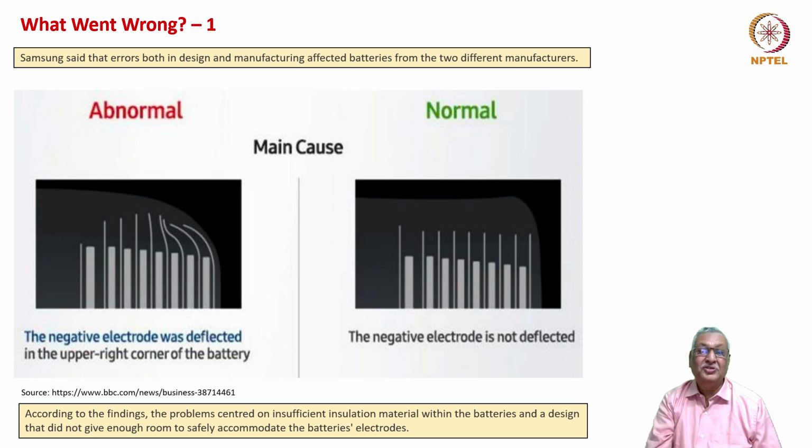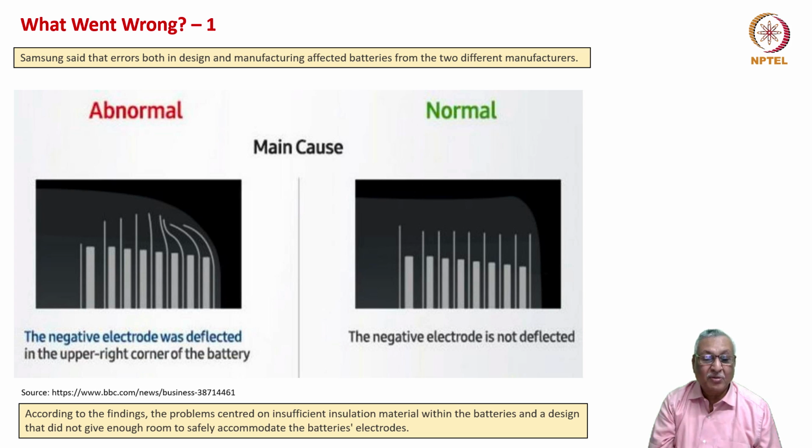What went wrong? Let's do analysis. We are talking about strategy and technology. Let's look at some weaving in of technology as part of this lecture. Samsung said that errors both in design and manufacturing affected batteries, both from the first manufacturer as well as from the second manufacturer. Abnormal and normal are depicted here. In the abnormal, the negative electrode was deflected in the upper right corner of the battery, whereas in the normal, the negative electrode was not deflected.